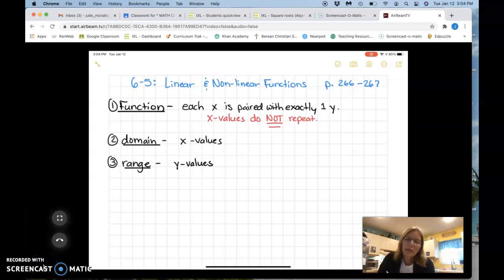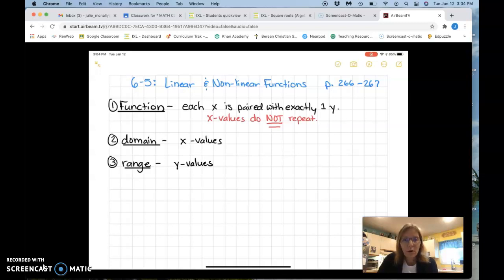Hey guys, so today we are starting section 6-5, which is linear and nonlinear functions. Most of this will be a review. You should hopefully remember it from somewhere back in your memory, and some things we've done more recently, so it'll be more familiar. We're just going to go through the examples on pages 266 and 267.